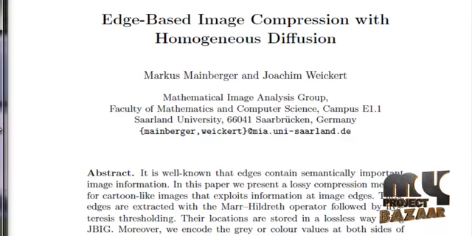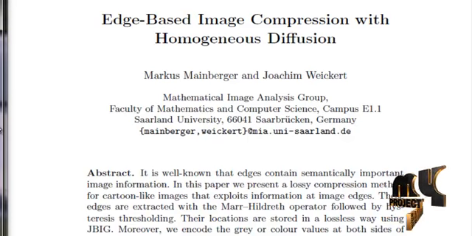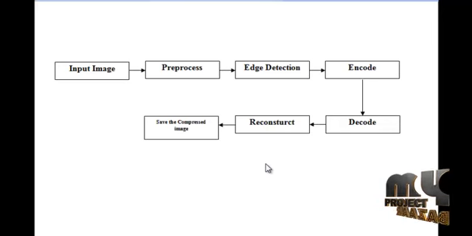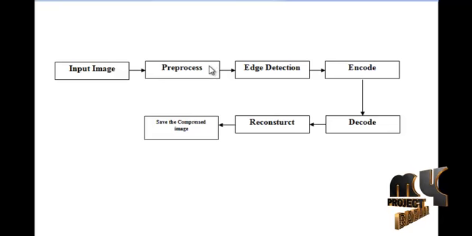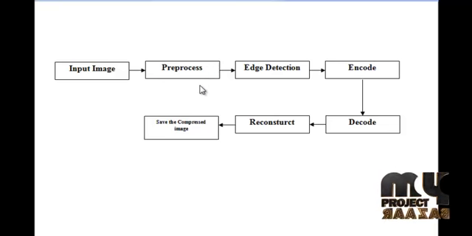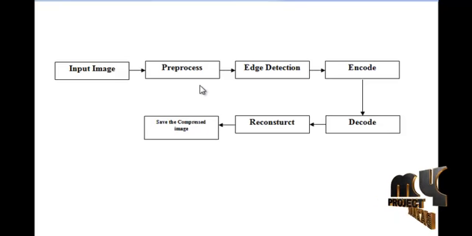Edge detection is an image processing technique for finding the boundaries of objects within images. This is the flow diagram for our proposed system. In our proposed system, first we give the input image to be compressed. That input image goes to the preprocessing step. In the preprocessing step, we use a Gaussian filter to reduce the noise in images for image compression. If any noise is there in the image, it affects the process. So we remove the noise in images by using a Gaussian filter.